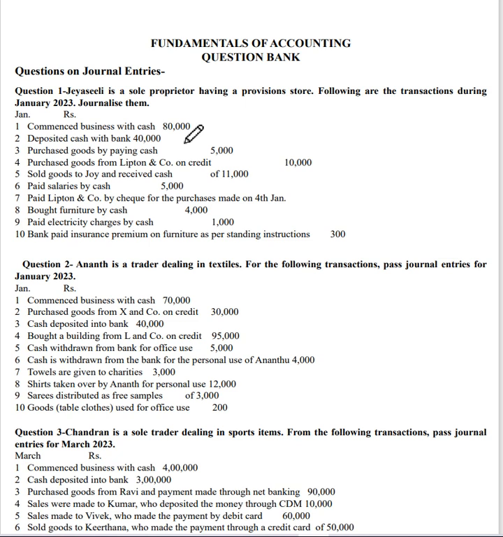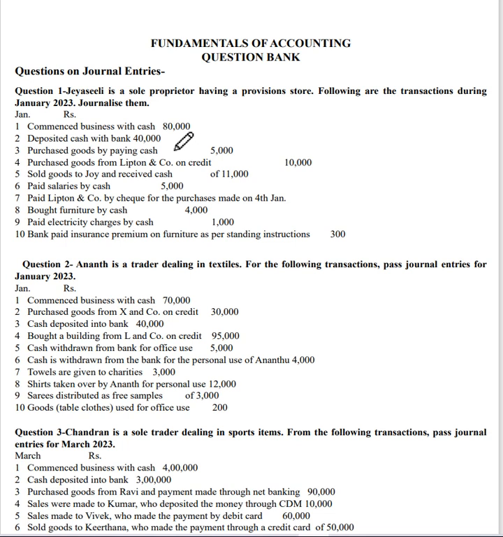The first transaction says commence business with cash. When the business is being started with cash, the proprietor is starting her business by investing cash of rupees 80,000. The two accounts being hit here are the capital account and the cash account. Capital, because she is starting a business by investing cash. So cash is increasing in the business, and capital is also increasing. Now you decide what to debit and what to credit.